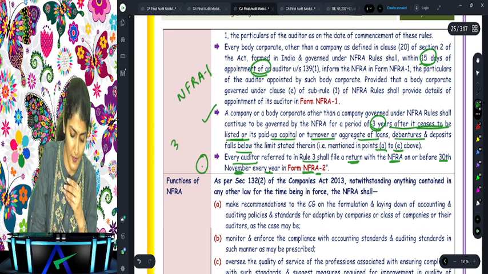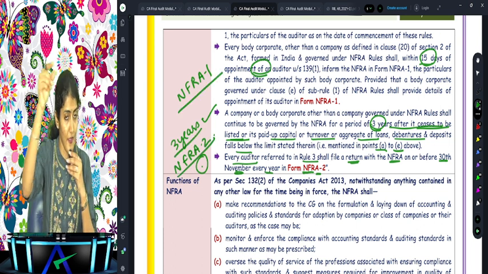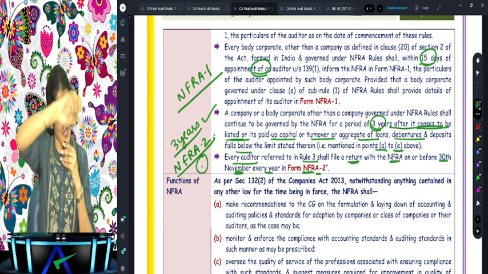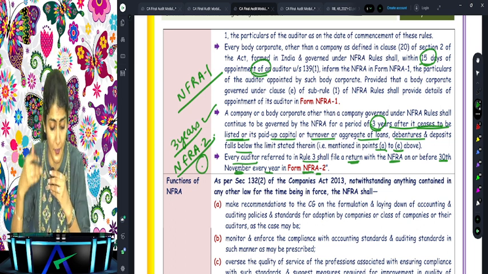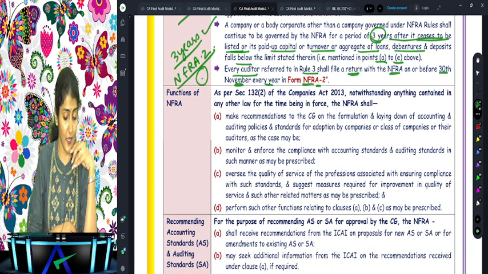So NFRA 1, then the 3 years point, and then NFRA 2. So how to revise one day before the exam? You know this. Here there is the NFRA 1 point, then once applicable for 3 years, even after not applicable, and then NFRA 2, the auditor has to file on or before 30th of November. Are you getting that? Okay.